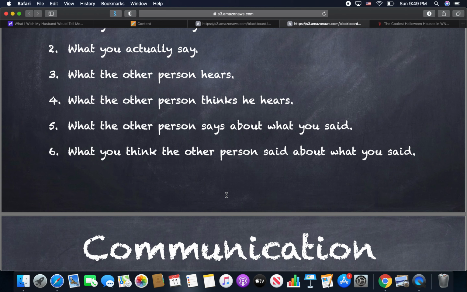Then we get to what the other person says about what you said. This kind of gets to the game of telephone. When you start sharing information with other people, things always get twisted around a little bit. So maybe you go to your best friend and you say, "Oh my gosh, my professor came in this morning to class and told me I look hideous, and why did I even bother coming to school today? I should be locked in my bed where I belong."